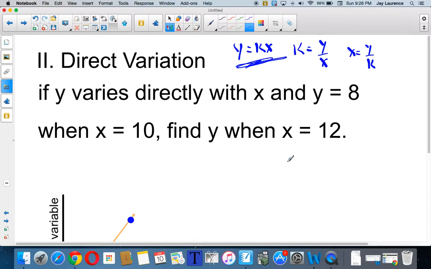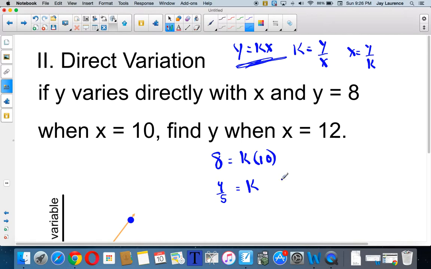It kind of looks like slope-intercept form, except the y-intercept is guaranteed to be 0 if it's direct variation. So how do I do a problem like this? Well, I'm told that x is 10 and y is 8. So I'm going to substitute those into my equation y equals kx, and I'm going to solve for k. When I do so, I'm going to get 4/5, right? Because 8/10 will simplify to 4/5.